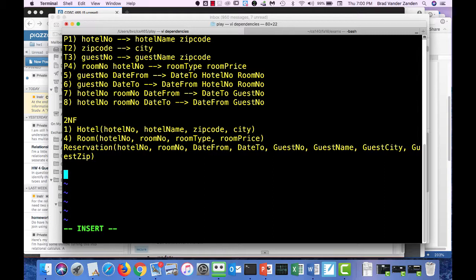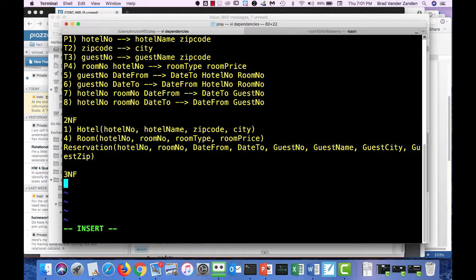Now to go from second normal form to third normal form, I am going to eliminate any transitive dependencies that exist in any of the 3 relations I have that are in second normal form. And if I go back and look at my dependencies, then 2, which is zip code goes to city, and the third dependency, which is guest number goes to guest name and zip code, are both transitive dependencies. So I will use those 2 dependencies to further decompose my relations into third normal form.